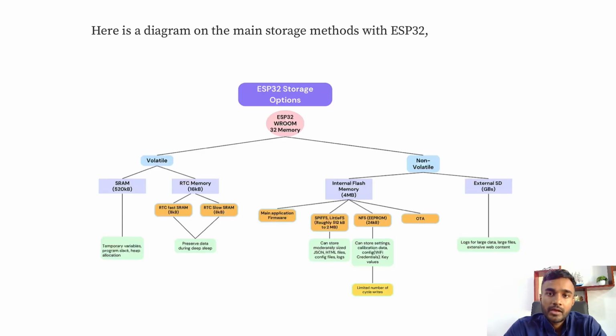And the other thing is OTA. OTA is over-the-air communication, which can be used to update the firmware wirelessly. So if you are using that, you need to allocate some space for OTA as well.